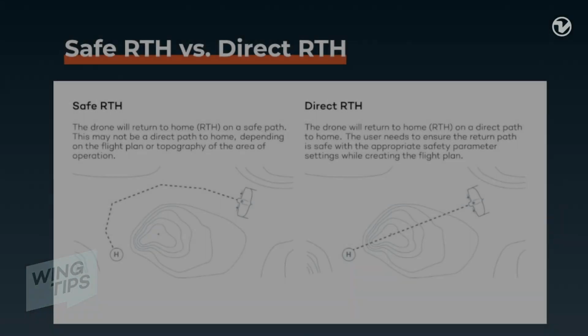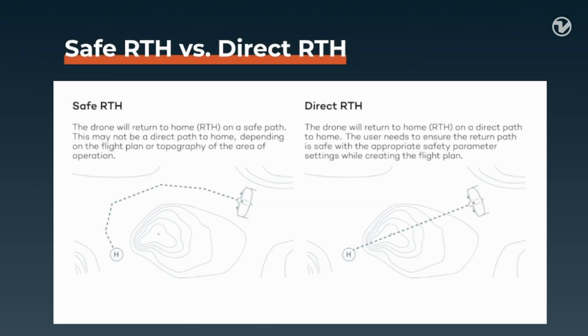What is particularly interesting about the WingtraOne platform is that there are 2 RTH modes that you can choose from during the mission planning. Direct RTH has to be manually selected during flight planning. As the name implies, the drone will return on a direct path. In other words, during a direct RTH, the Wingtra will always fly in a straight line from its current point directly to its home point.